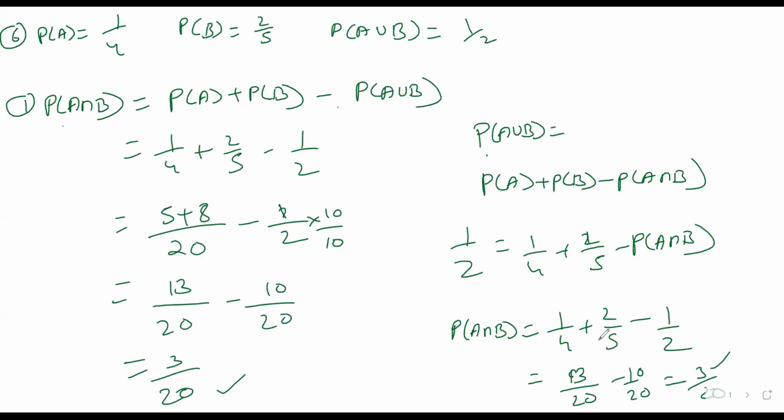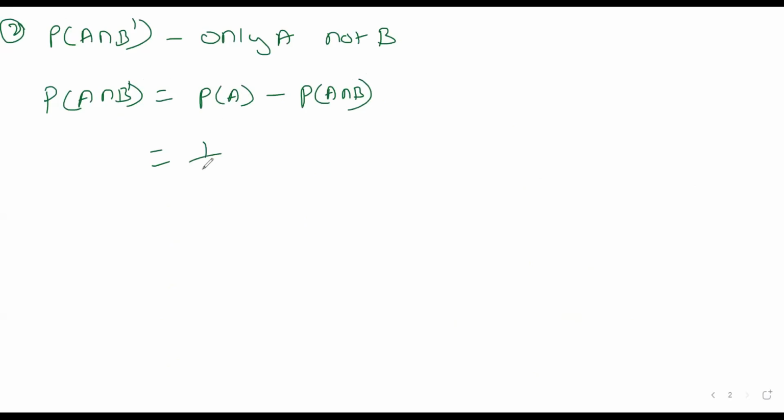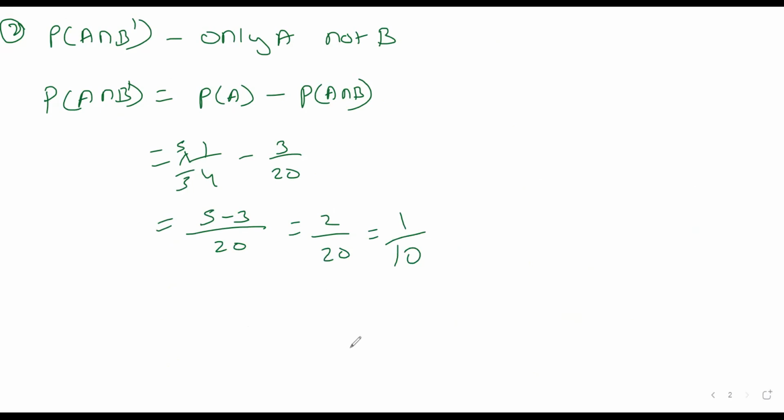So A intersection B complement means P of A minus P of A intersection B. What is P of A? 1 by 4 minus 3 by 20. I'll multiply here by 5. So 5 minus 3 by 20, your answer is 2 by 20, 1 by 10.